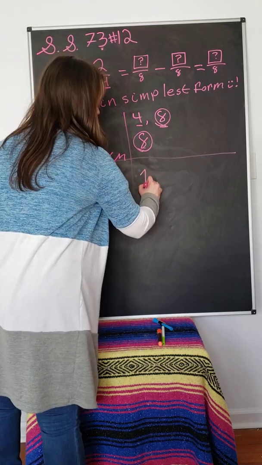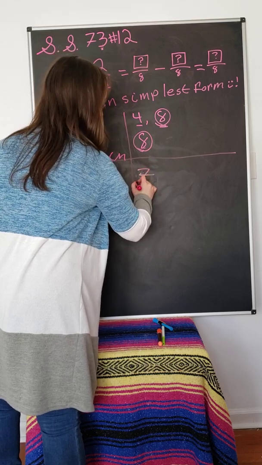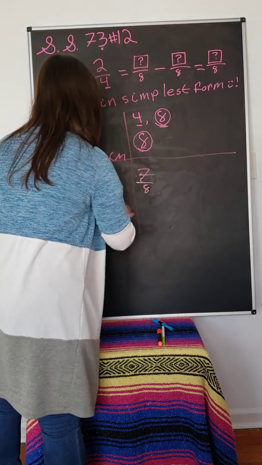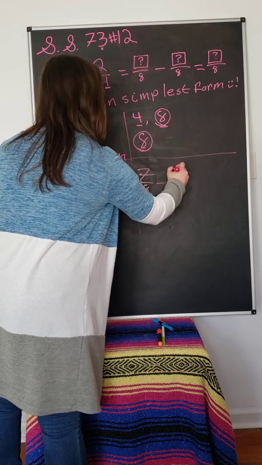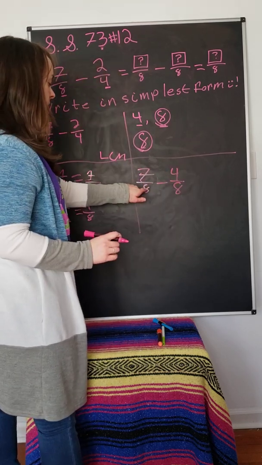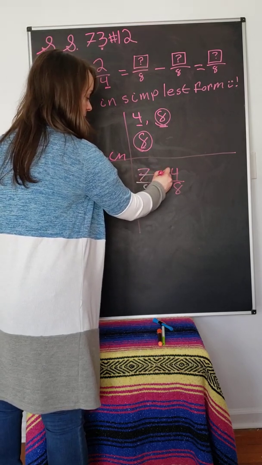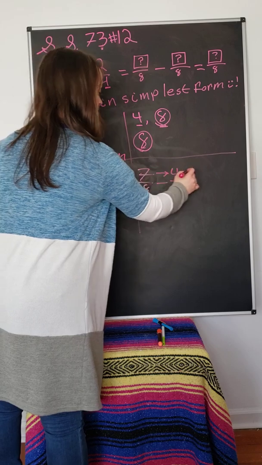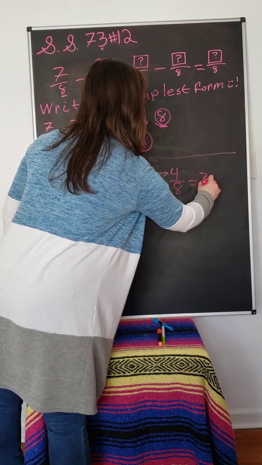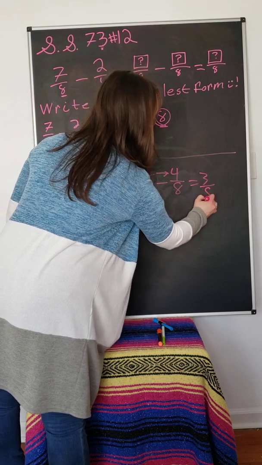So I got 7/8 minus 4/8. We're going to subtract across. So 7 minus 4 is equal to 3. And these denominators stay the same, so it becomes 3/8.